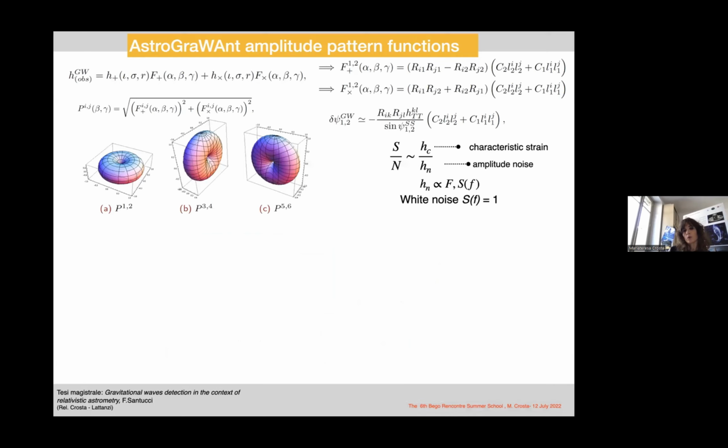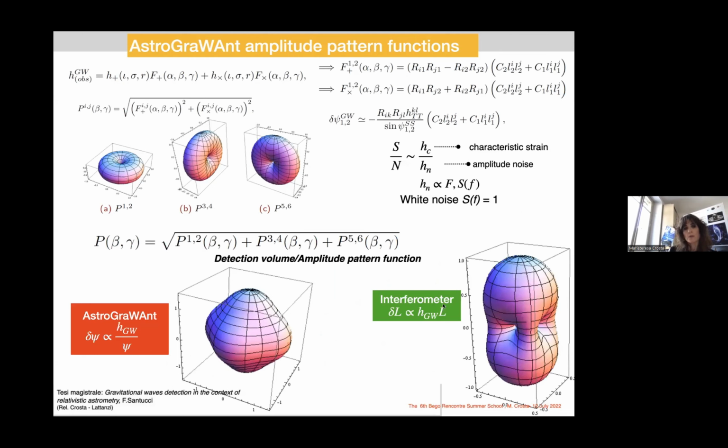And if you look at the amplitude pattern function, we can compare the detection volume of such an astrometric antenna with respect to the interferometer efforts. We see that the astrometric antenna covers a larger volume and also many directions, and also covers directions that are blind for interferometers.